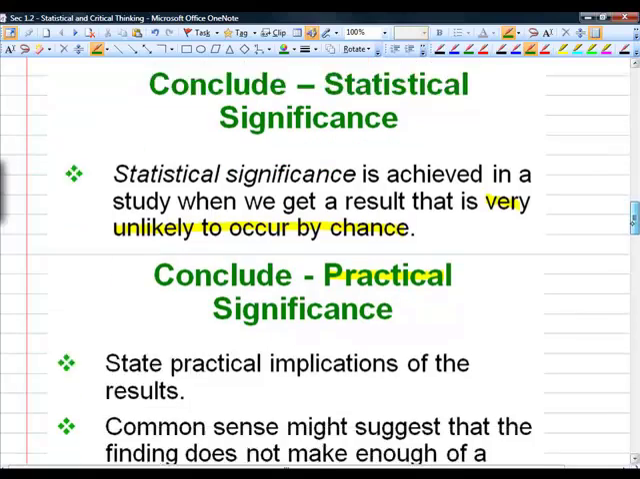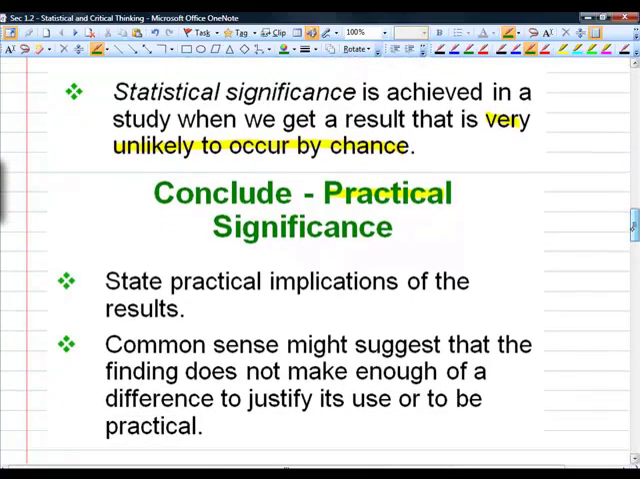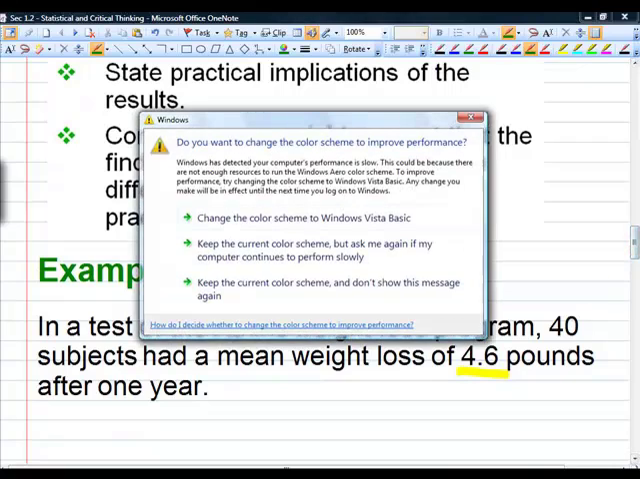However, just because statistical significance exists does not mean that practical significance is going to exist. You need to state the practical implications of the results, not just whether or not they're statistically significant. Common sense might suggest that the finding does not make enough of a difference to justify its use or to be practical. Here's an example scenario.